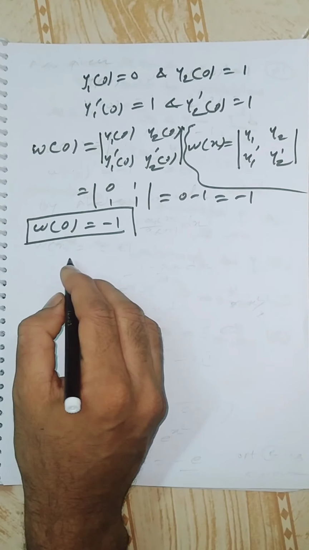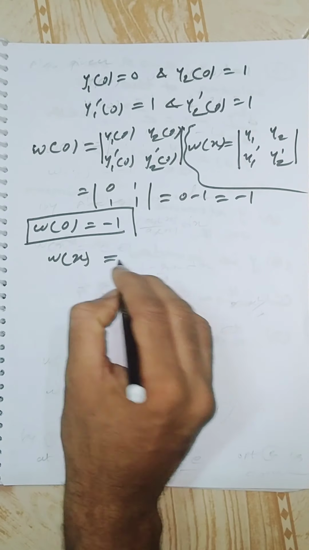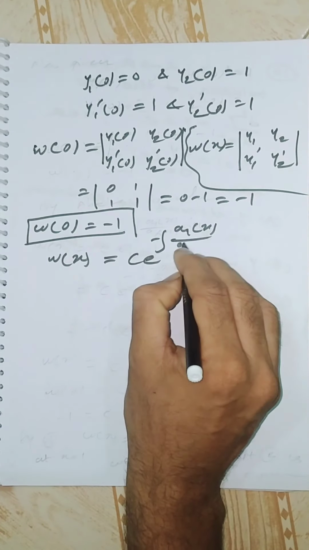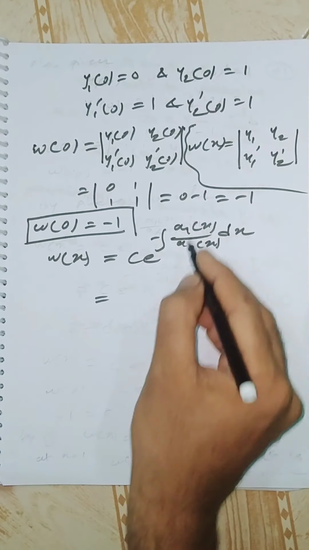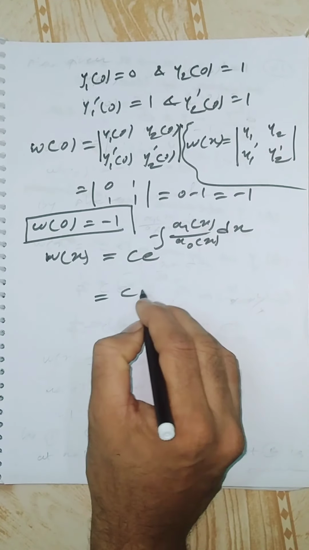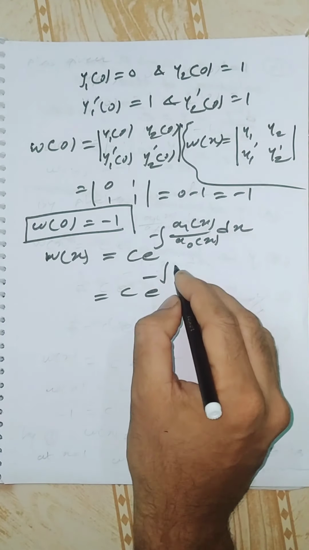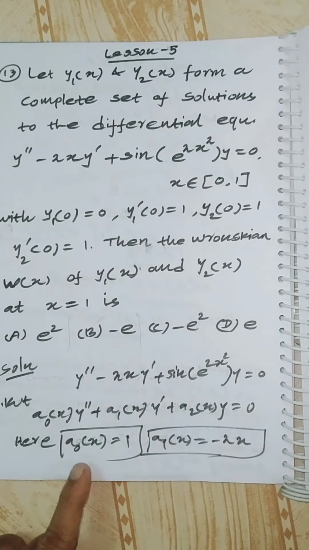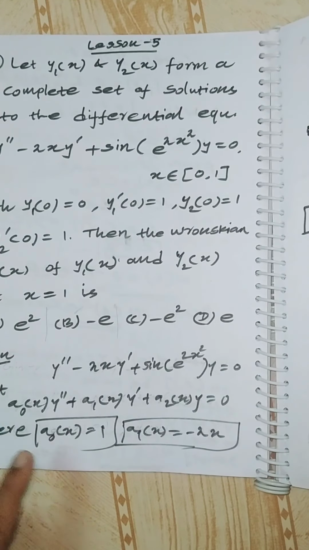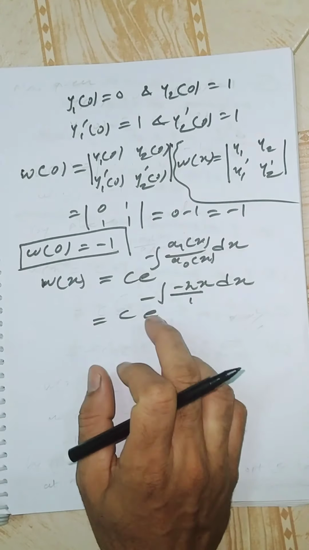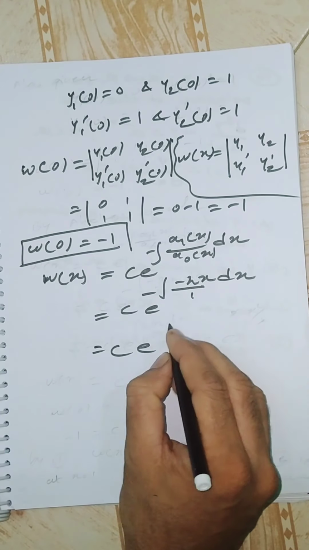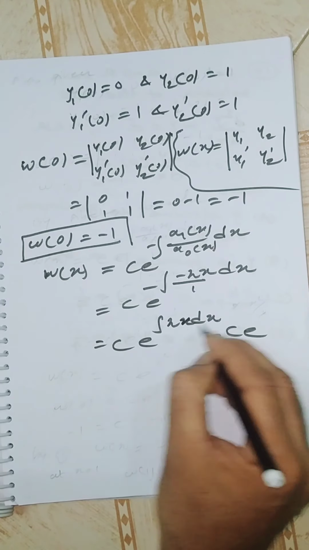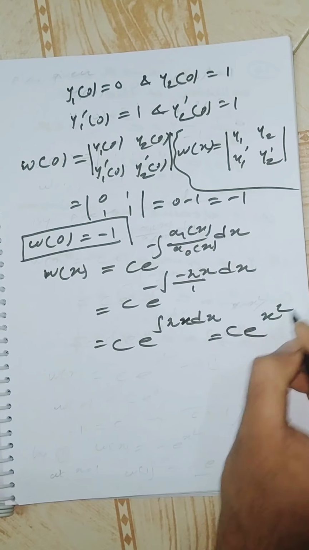Okay, fine. Then we take Abel's formula. By Abel's formula, W of x equals c e power integral minus a1 of x by a0 of x dx. Correct? Abel's formula: c e power minus a1. Just number: a1 is minus 2x, a0 of x is 1, dx. So just substitute. Then see, e power, so we are getting integral 2x dx. So easy to integrate. See e power x square by 2, 2 gets cancelled. Finally we are getting e power x square only.